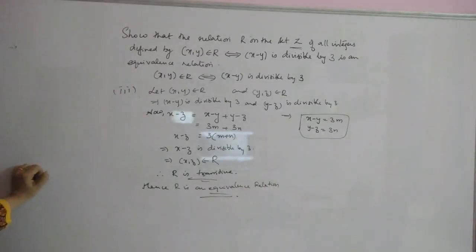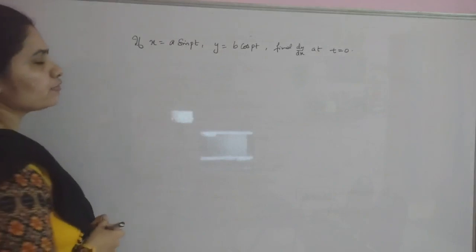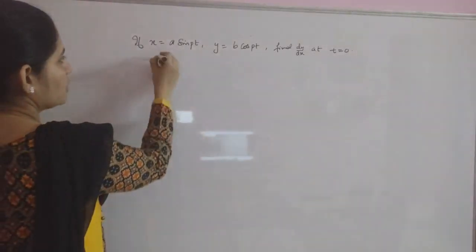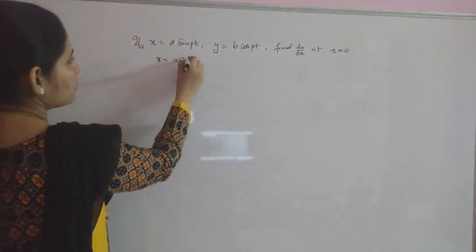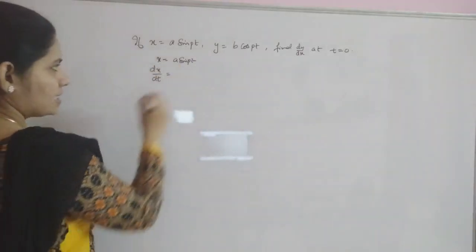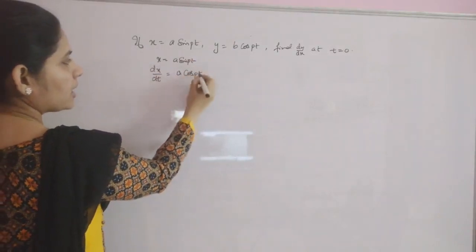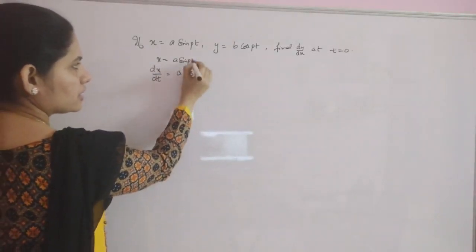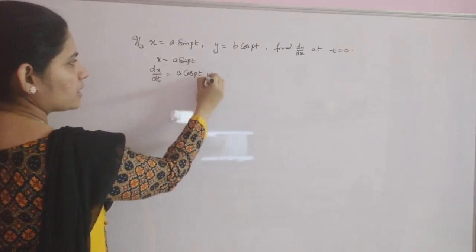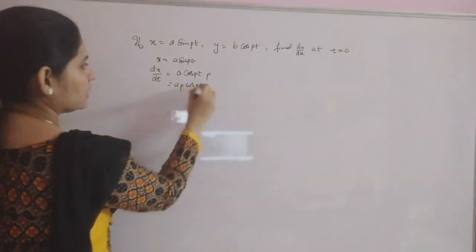Okay. If x is equal to a sin pt and y is equal to b cos pt, find dy by dx at t equal to 0. x equal to a sin pt will give you dx by dt with respect to t as a into the derivative of sin pt, which is cos pt, into the angle, which is not t only, it is pt, so you will get into p. So it is ap cos pt.